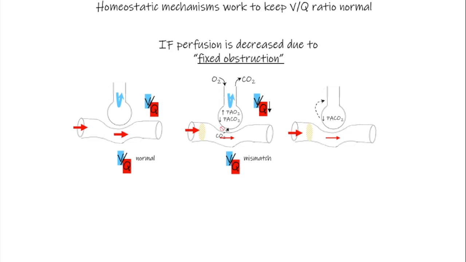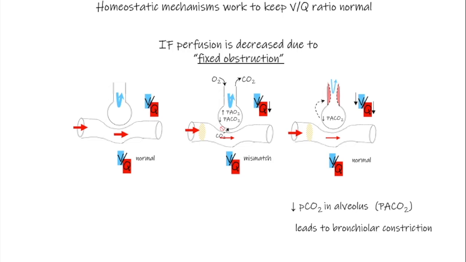on the smooth muscle of the airways that are leading to this portion of the lung. This decreased PACO2 causes bronchoconstriction. This contraction of the bronchiolar smooth muscle is going to reduce the ventilation to this area, returning the VQ ratio in this localized area back to normal. The net effect of this is that it shifts ventilation to other areas of the lung that are well perfused, thereby maintaining a normal VQ ratio throughout the entire lung.